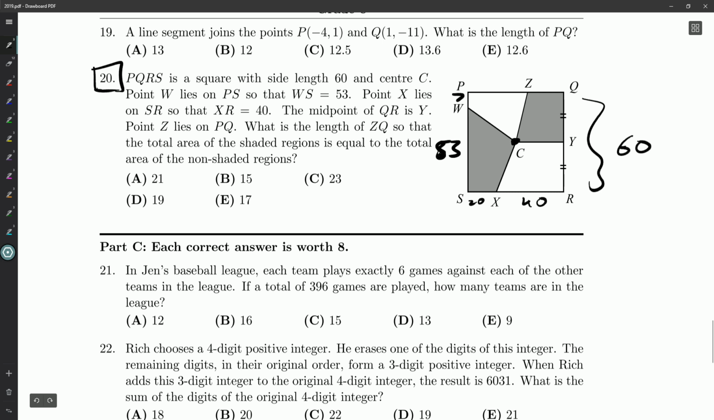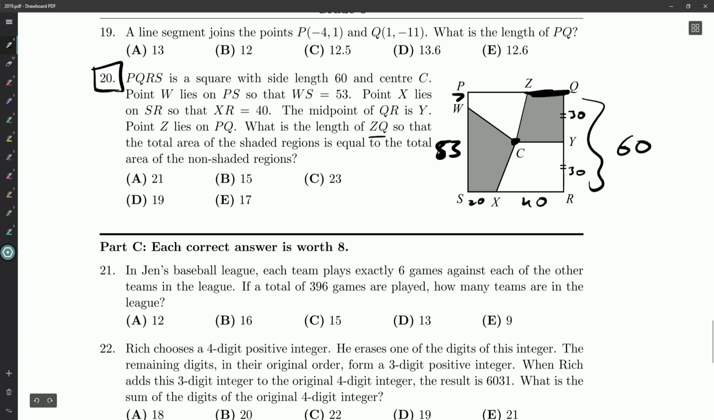The midpoint of QR is Y, so that means each of these is 30. And Z lies on PQ. What is the length of ZQ, so that the total area of the shaded region is equal to the total area of the non-shaded regions?